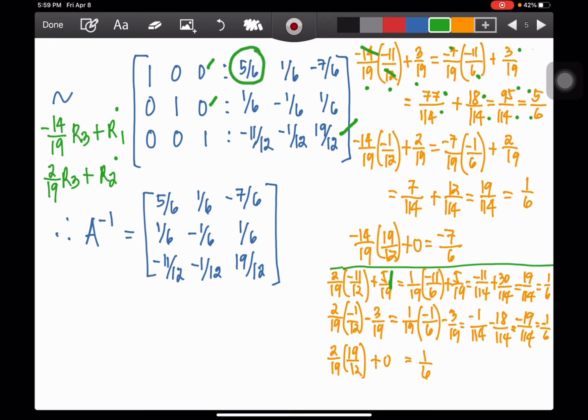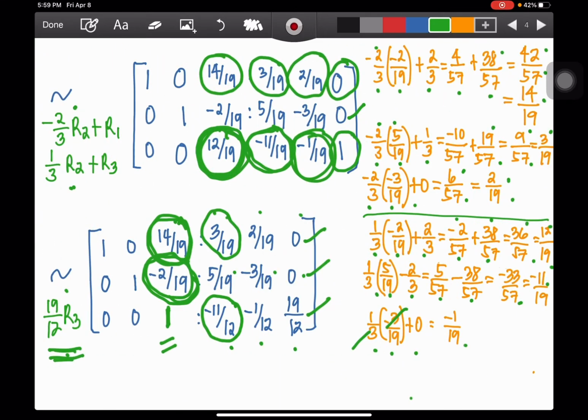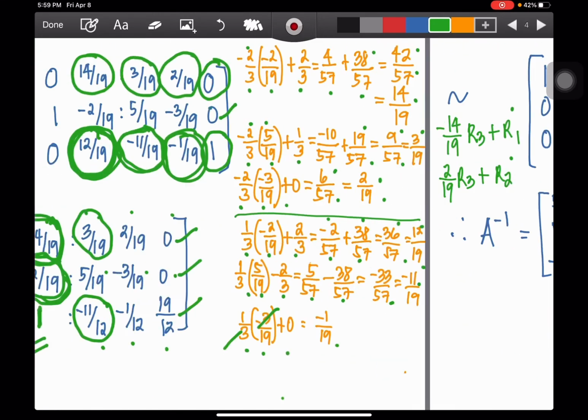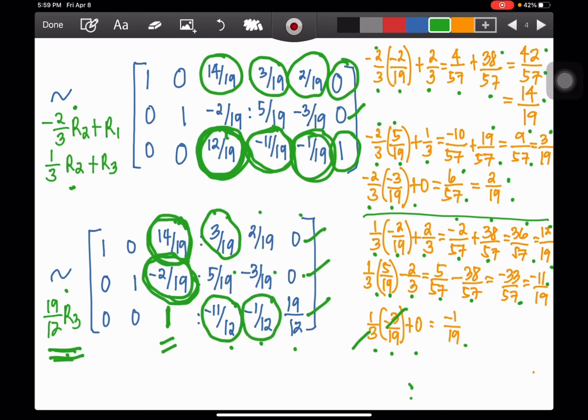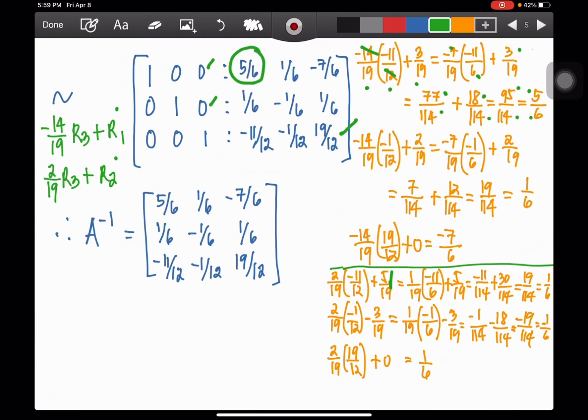Okay, so let's proceed. Again, that's negative 14 over 19 times negative 1 over 12 plus 2 over 19. So cancelled again, so you have 7 and 6. Then this becomes 7 over 114, and 6 times 2 is 12 over 114. So 7 plus 12 is equal to 19 over 114, which is equal to 1 over 6 when simplified.